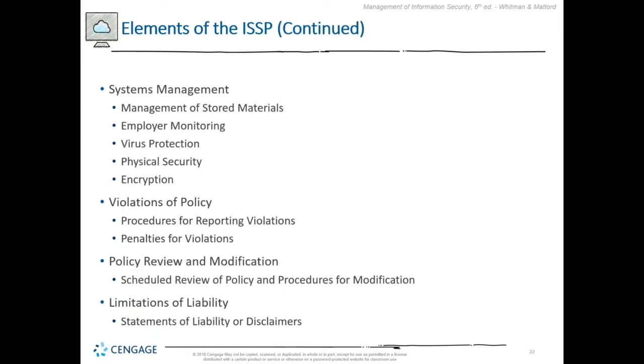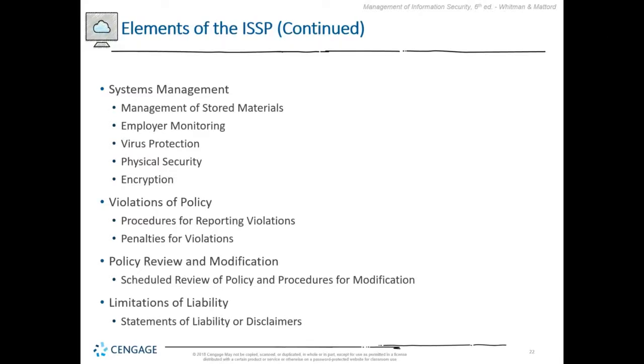The system management section can be described as pertaining to users' relationships to system management and can cover proper use of email, electronic documents, as well as the storage of documents, virus protection, physical security, and encryption. Then you should have a section for the violation of the policy, with a procedure for reporting violations set up, and also penalties for violations. So you have it defined in your policy what actions will be taken as a result of a violation of the policy.